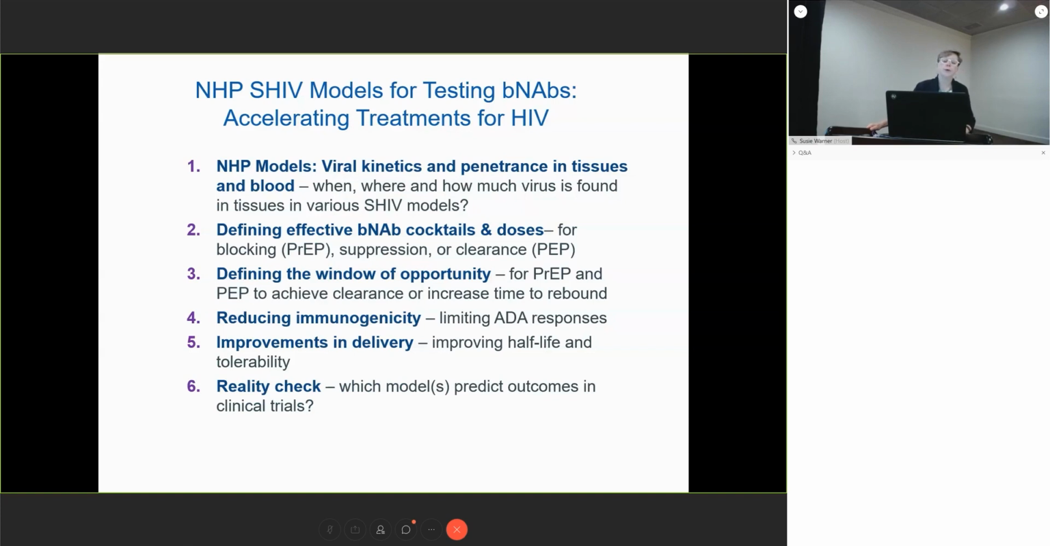But in order to talk about pre-exposure and post-exposure prophylaxis, I feel it's important to mention the virus because there's an interaction between the two. Then how we've used these things to define effective cocktails and doses. What's the window of opportunity? What about ADA? I'm not going to talk about improvements in delivery. And then there's a little reality check at the end.